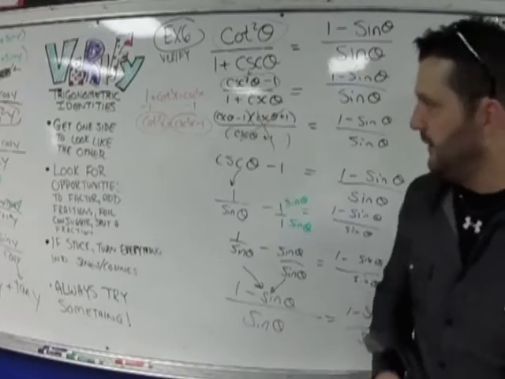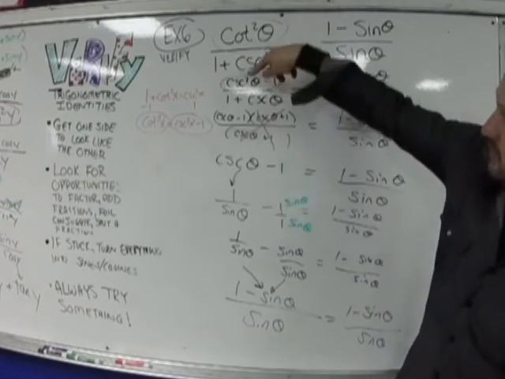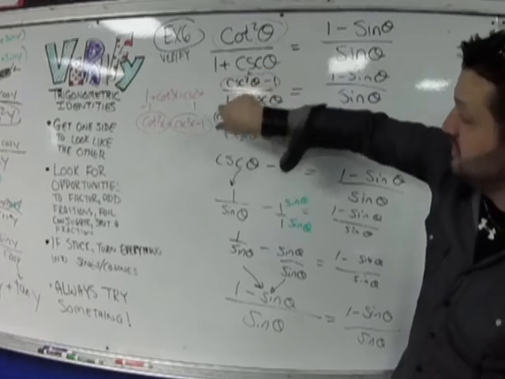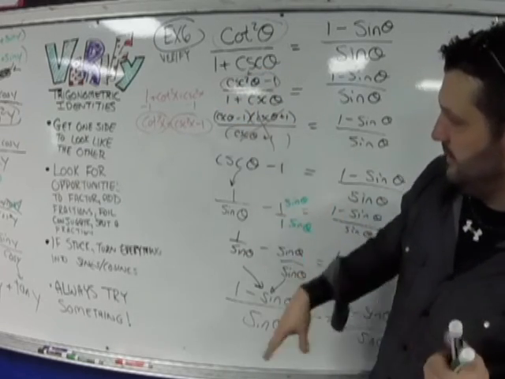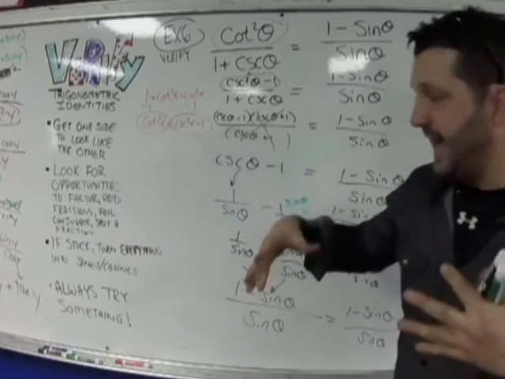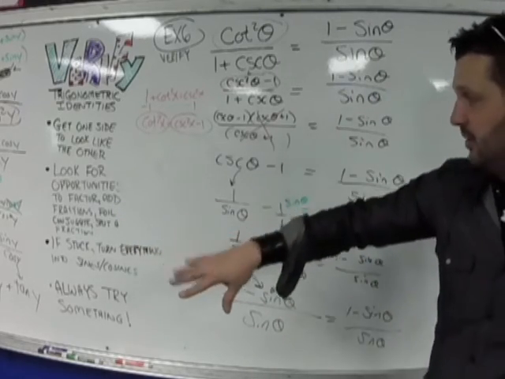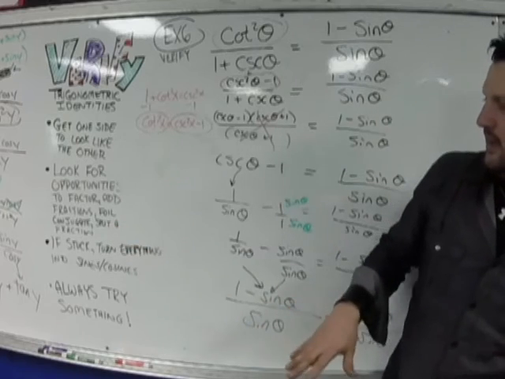Remember, look for opportunities to factor. Look for differences of squares that you can turn into two binomials. Sometimes that helps. Sometimes it doesn't. Look for opportunities to add fractions together or split fractions apart. FOIL, conjugate, all those things.